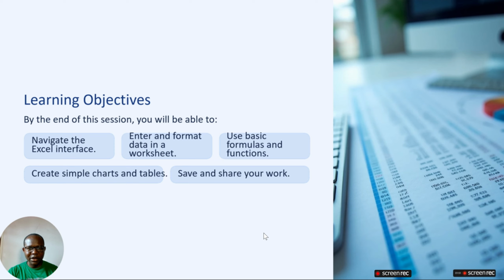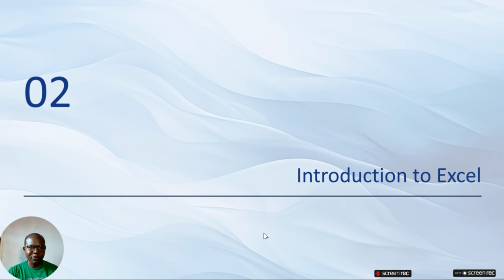We're also going to look at the basic formulas and functions common on Excel, and how we create our charts and tables, and then how we share and save our work. We can save documents in Excel, or the output of our work, in different formats, be it PDF, JPEG, or whatever. So I'm going to teach you how to do a couple of things using the Excel workbook, and then how you actually save in different formats.